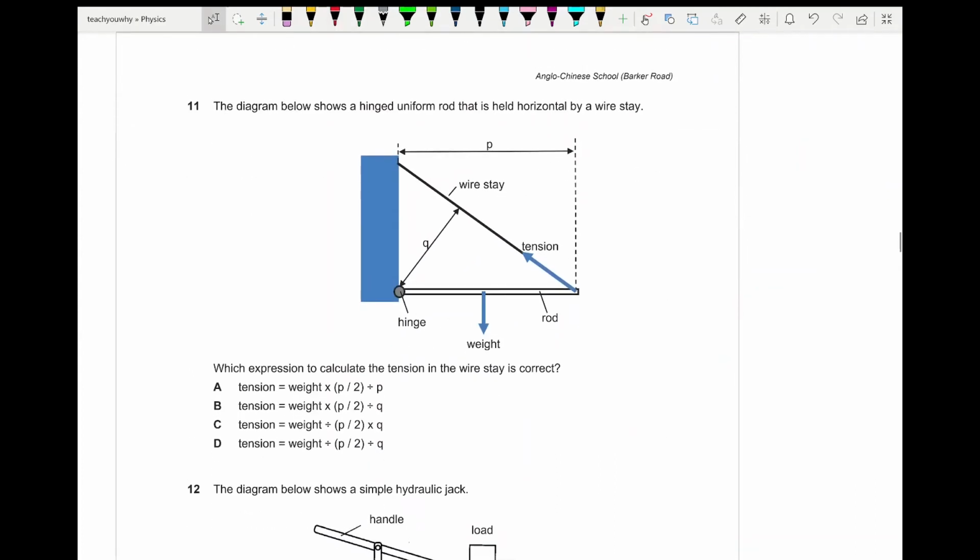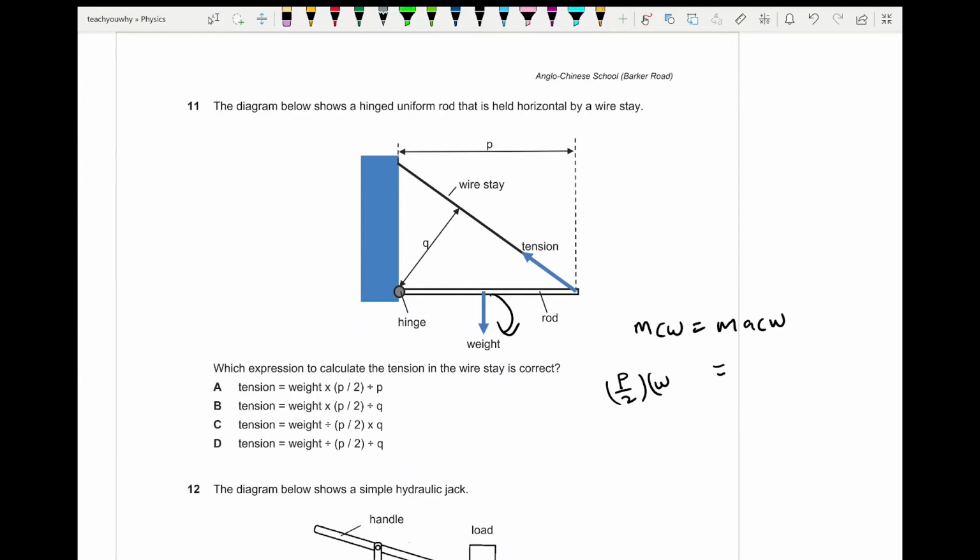Okay, question 11. The diagram below shows a hinged uniform platform that is held horizontally by a wire stay. Which expression to calculate the tension in the wire stay is correct? Okay, so we will use the moment equation. Moment clockwise equals moment anti-clockwise. So moment CW must be equal to moment ACW. So what are your moments that are clockwise and what is the moment that is anti-clockwise? So the weight is clockwise. Therefore, it will be P over 2 times W.